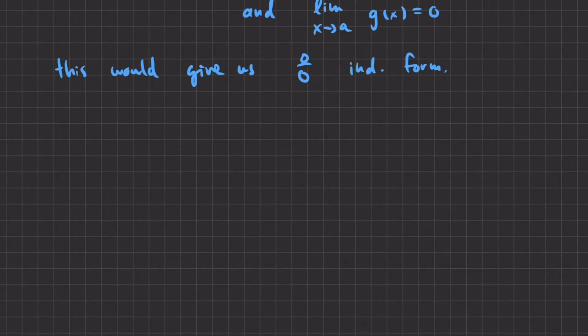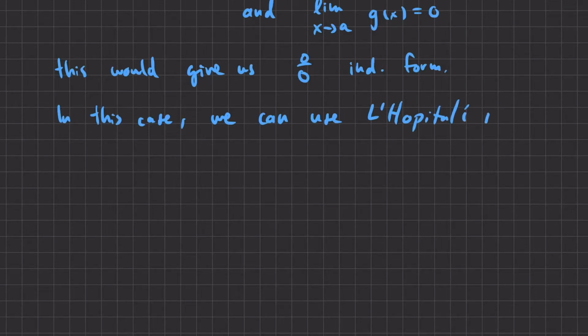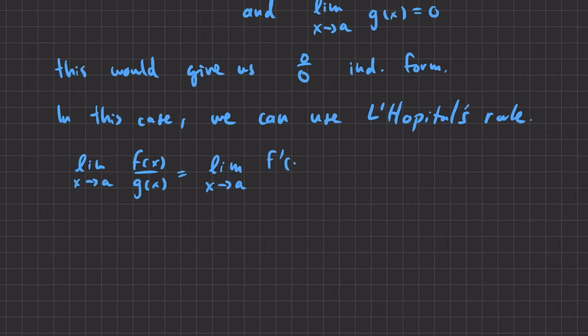In this case, we can use L'Hôpital's rule. That's how I'm going to spell it from now. I'm not going to bother with the hat. L'Hôpital's rule looks like this. So we would have the limit as x approaches a of f of x over g of x. That's equal to, we keep the limit the same, the limit as x approaches a of f prime of x over g prime of x.